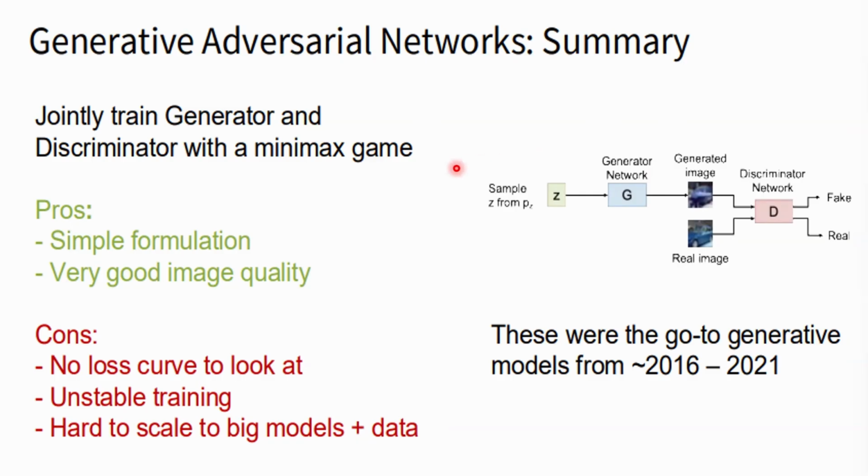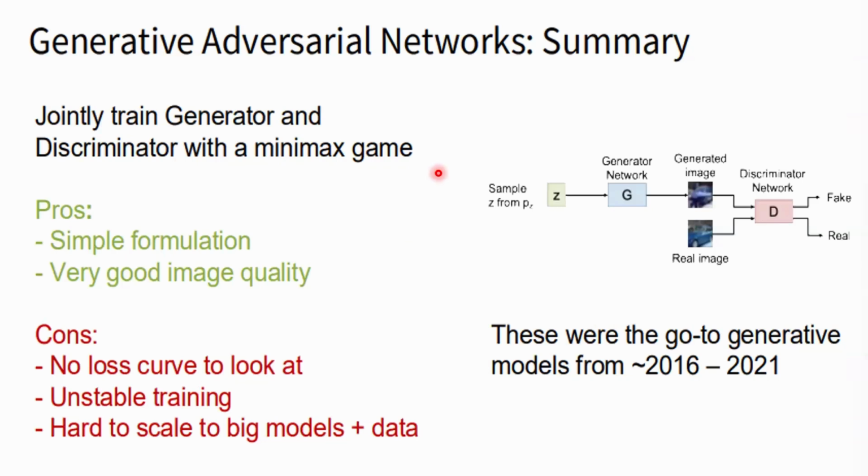Some of the pros of the GAN network is that it has a simple formulation. The idea is really elegant, and the image quality is very nice. However, there is no particular loss curve for us to check. The training is still relatively unstable, and it's still hard to scale to bigger models and data, because before vision transformers, just using convolutional neural networks, it's still hard to scale up. And so these were okay to use from 2016 to 2021.